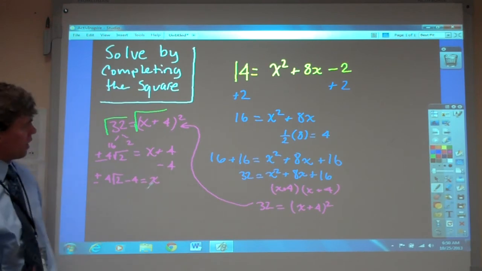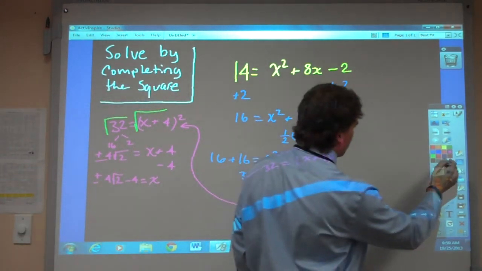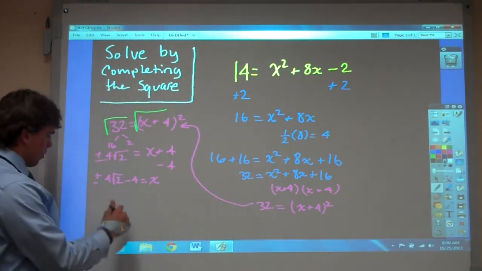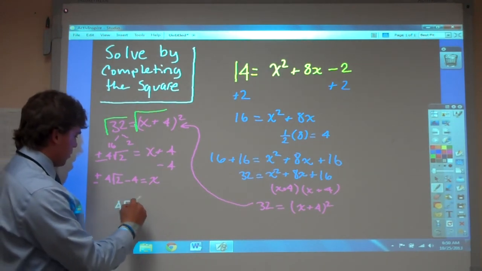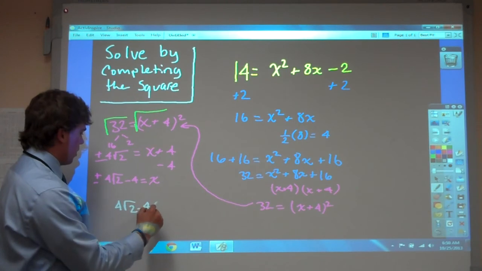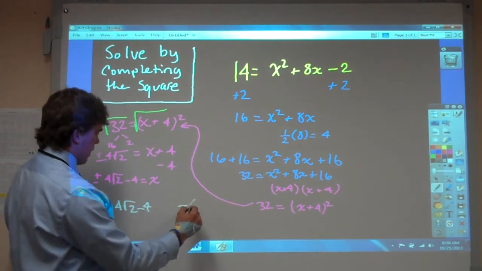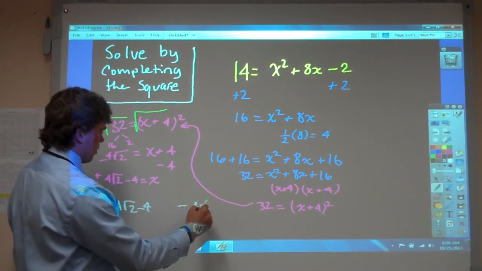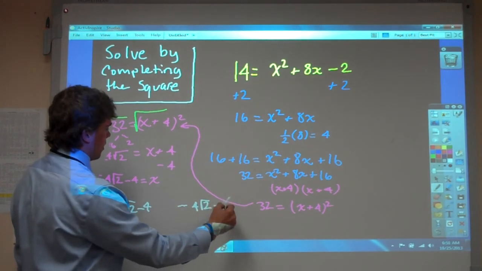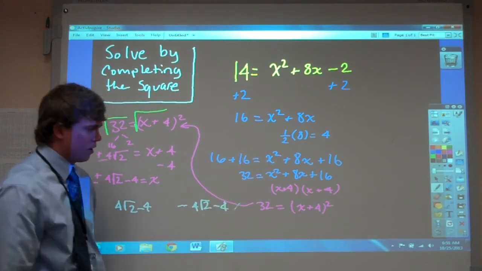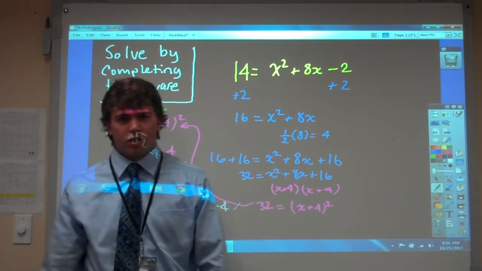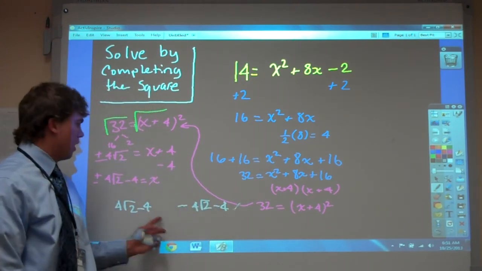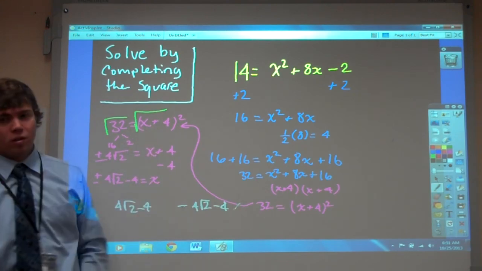We're not quite done yet. We've got to write our terms appropriately so that we have 2 solutions. So we'll have the positive 4 root 2 minus 4, and we'll have the negative 4 root 2 minus 4. So these will be each of your x values, your zeros, your solutions, found by solving by completing the square.